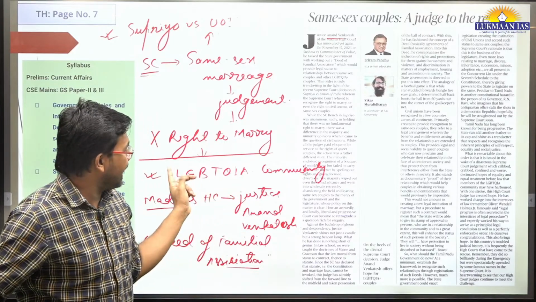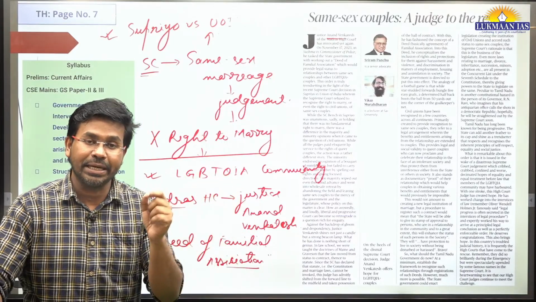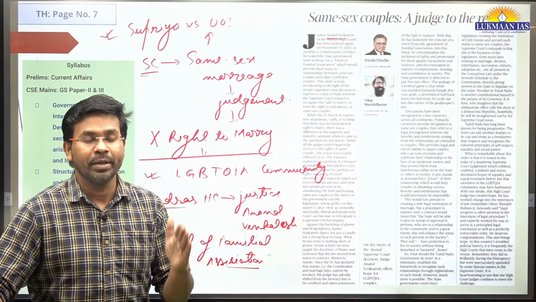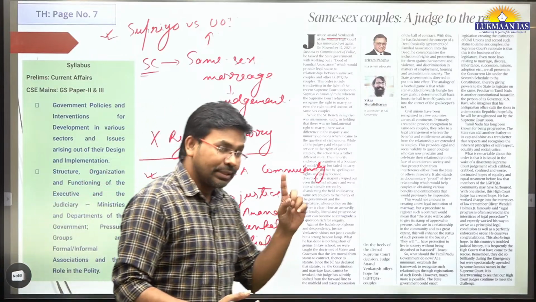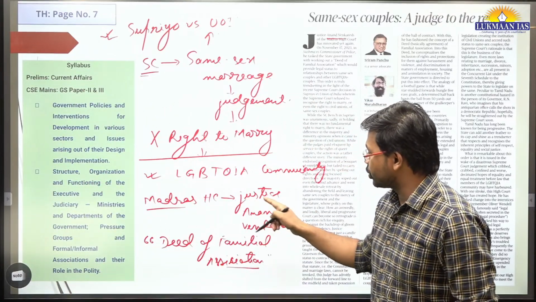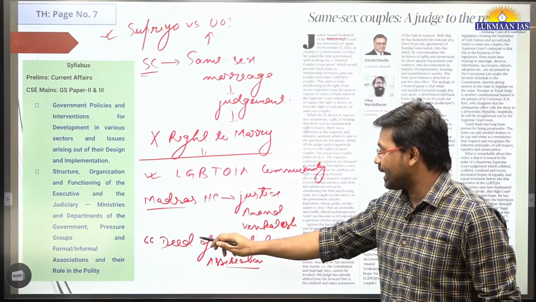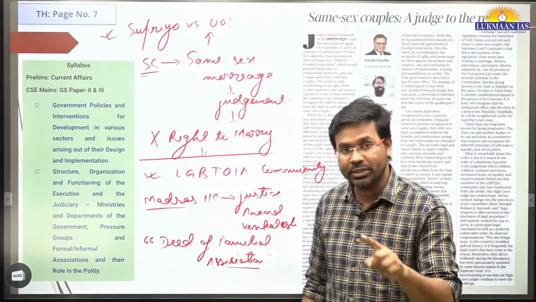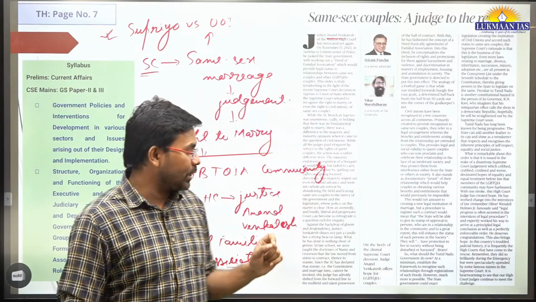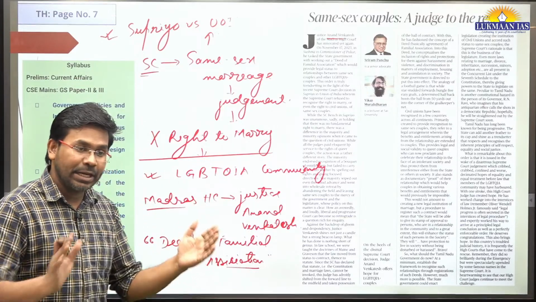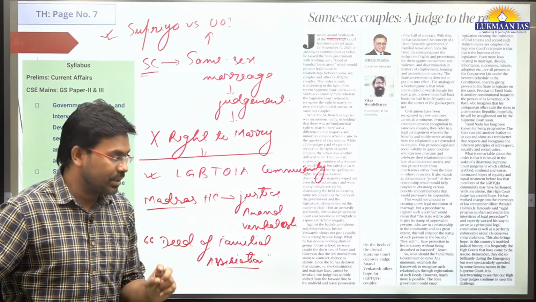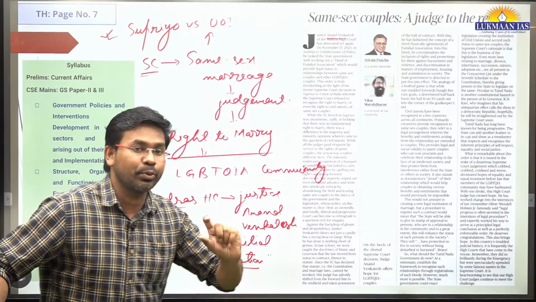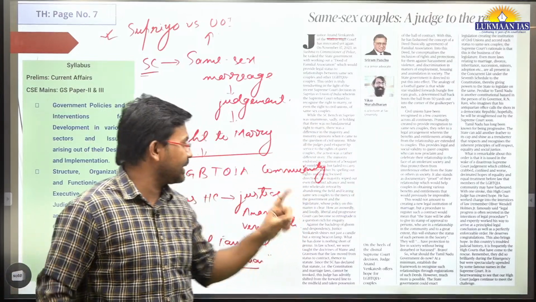But since the LGBTQIA community has been denied the right to marry, these people do not have those rights that are available to married couples in India. So this Madras High Court judge, Justice Anand Venkatesh, has said that these couples can get a deed of familial association made. The deed of familial association is not equivalent to the institution of marriage, but it is an agreement that they are going to stay together. It's a kind of familial association. This agreement is a step towards recognizing their right to marry.